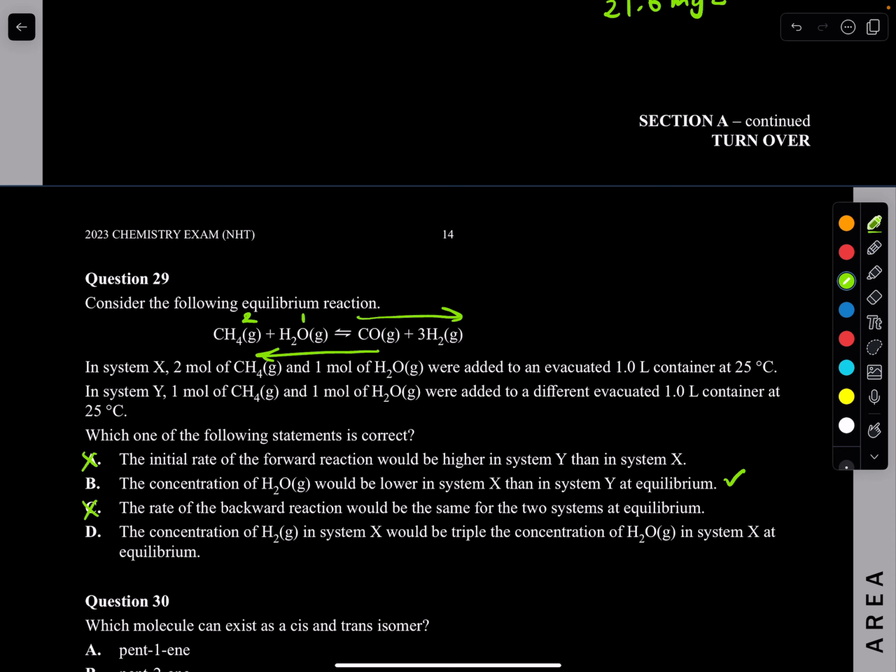D, the concentration of hydrogen gas in system X would be triple the concentration of H2O in system X at equilibrium. Let's think about that one too. So the concentration of hydrogen gas in system X would be triple the concentration of H2O in system X. Let's think about it.